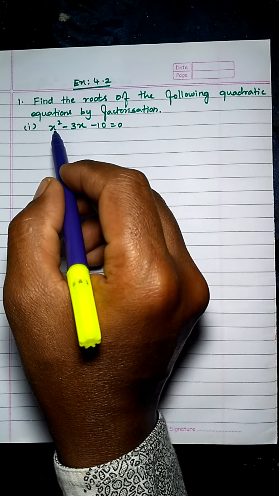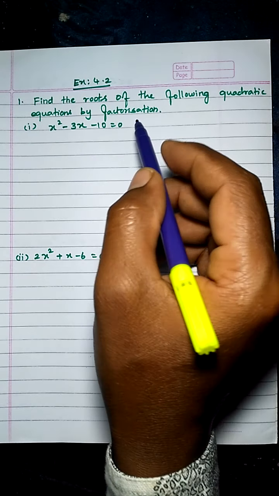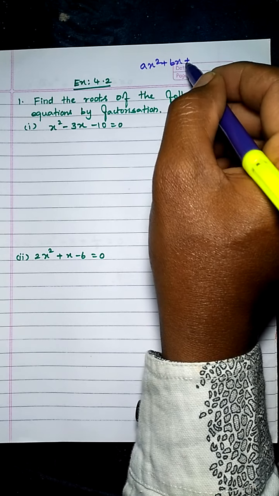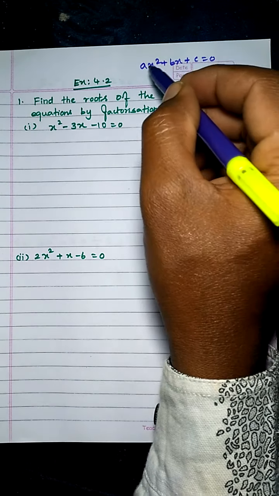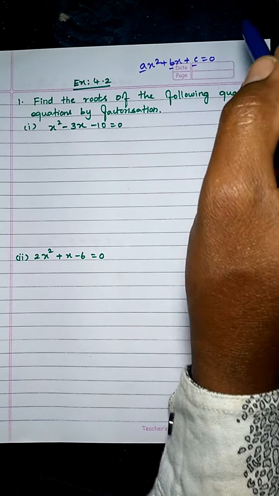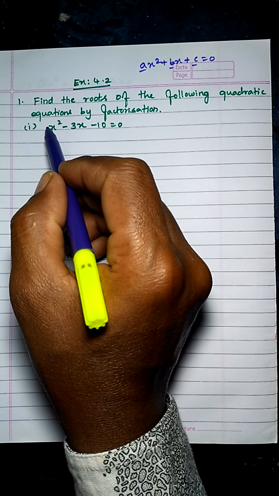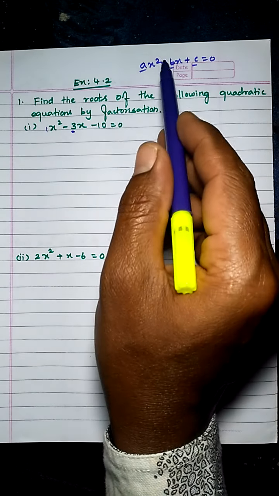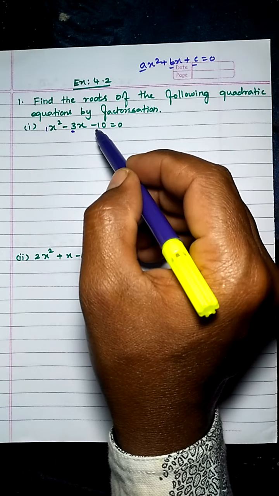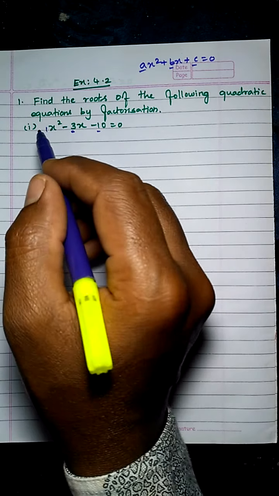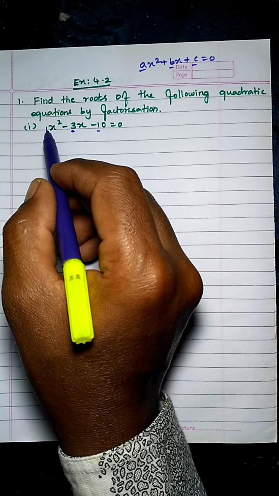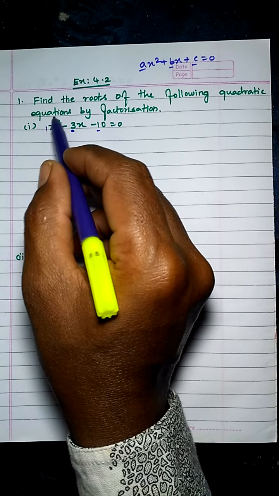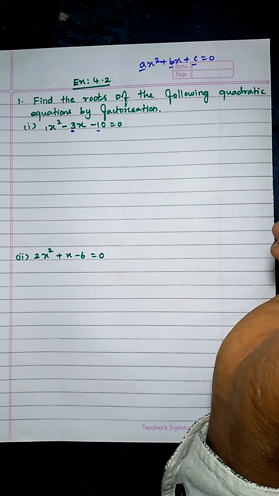Okay, so we know the standard form of a quadratic equation is ax square plus bx plus c equal to 0, where a, b, c are constant values. Here the value of a is 1, the coefficient of x is minus 3, and the constant c value we have is minus 10. So whenever the coefficient of x square is 1, fine. If it is more than 1, you have to multiply it with the constant term. That step you have to remember.